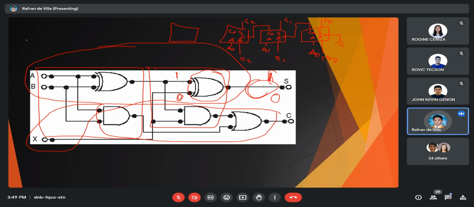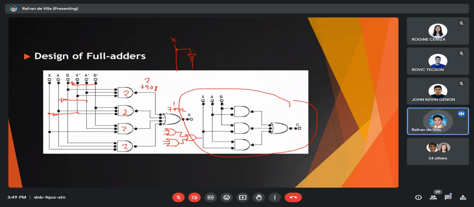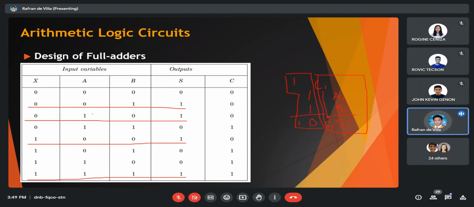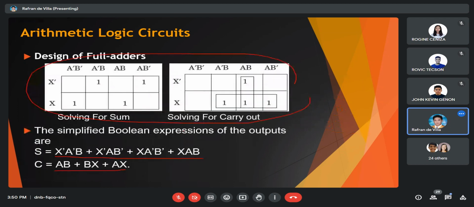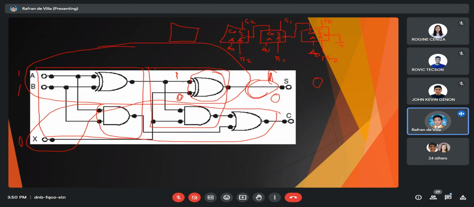So first, di ba, magbase ka sa truth table. So let's say for example, naa kay input diri nga 1 1 0. Di ba? Ang expected nga sum nimo diri 0 man sad, di ba? Sakto ba guys? Nganong 0 man sir? Base sa atong truth table diri. Di ba? Kung ang input nimo 110, the output of the sum is 0. Okay? So mga basic troubleshooting guys.